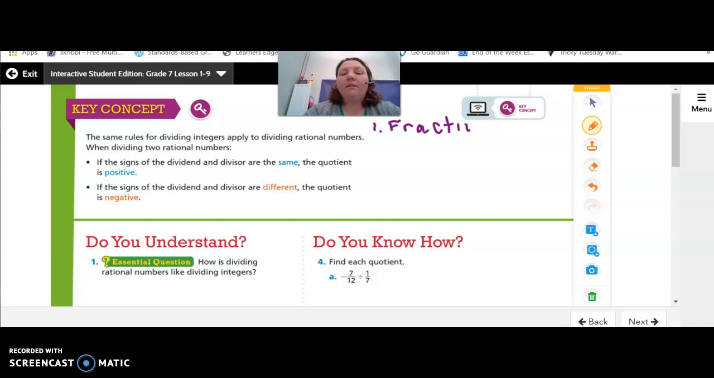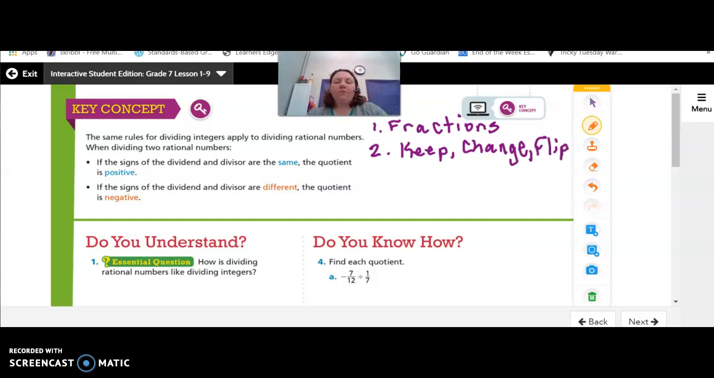Now that might mean that you just have to turn the decimal into a fraction. It might mean that you have to take a mixed number and go around the horn to turn it into a fraction, but we have to make everything into a fraction. Next, we keep, we change, and we flip. Okay, so we keep the first fraction, we change to multiplication, we flip our second fraction.